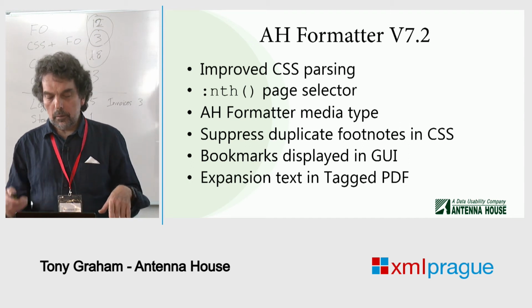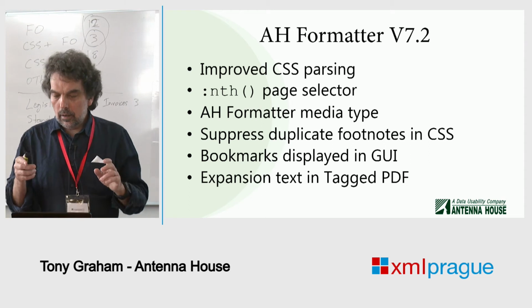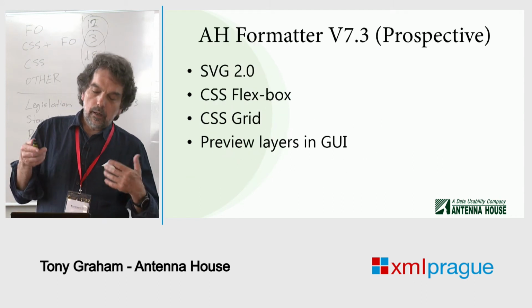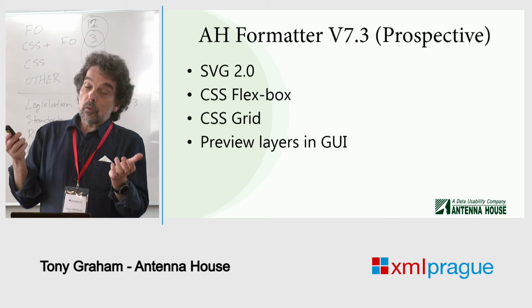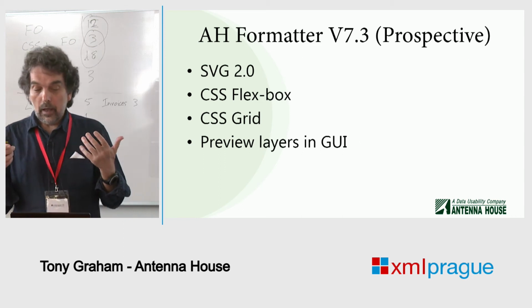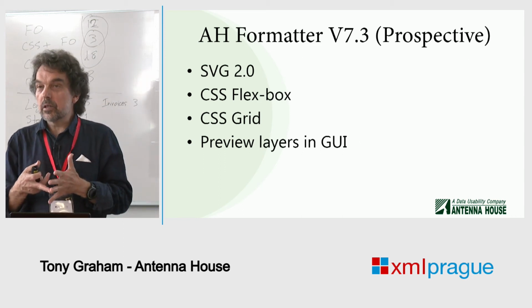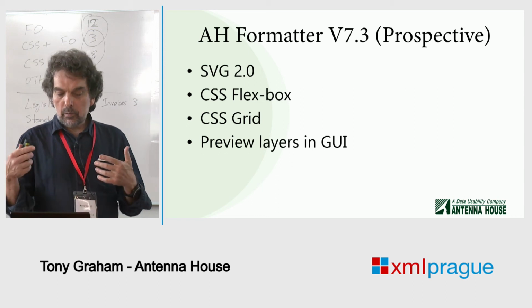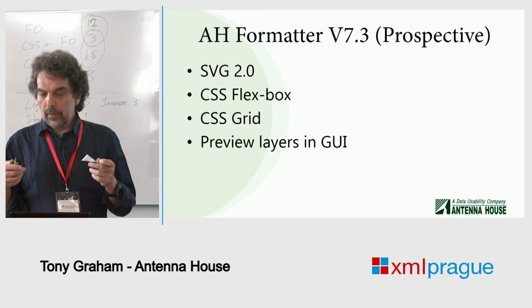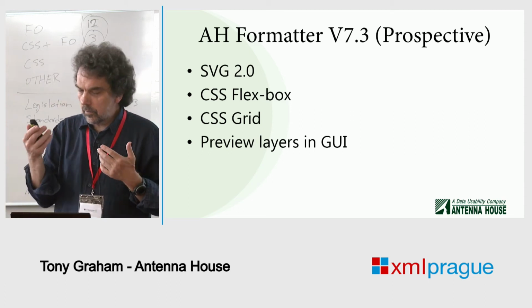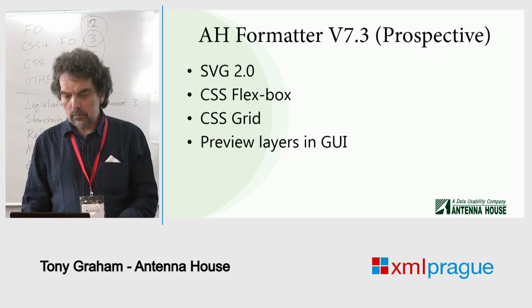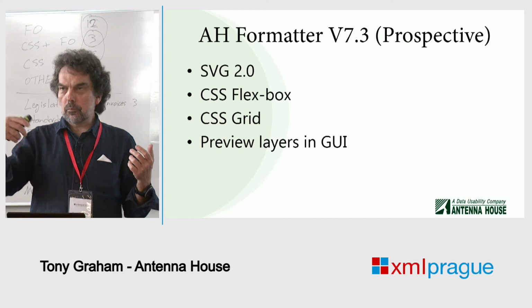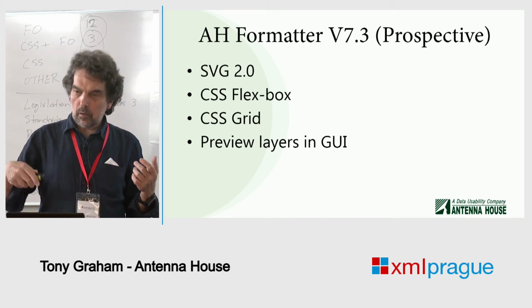For accessibility, you can produce expansion text, which means you can add expansions to acronyms in the PDF to improve its accessibility. AH Formatter version 7.3 should be here in September, and it should add SVG 2.0 support, CSS Flexbox and CSS Grid, and in the GUI you'll be able to preview layers from your PDF. I find layers are useful when you're making PDFs just for on-screen display. You can control layers, set them to appear when a document is printed but not when it's viewed, or vice versa.